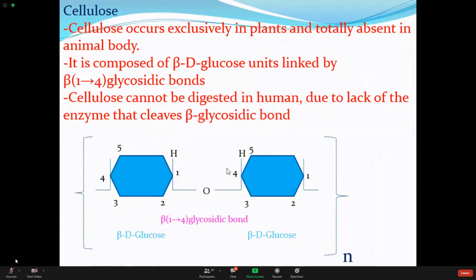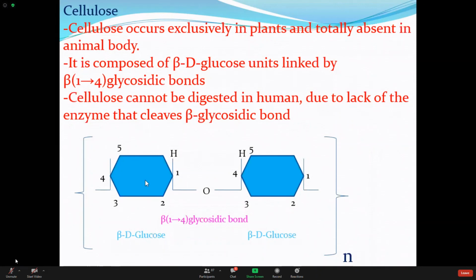That's why this particular linkage is a beta variety of glycosidic linkage, beta 1,4. This is also 1,4 because 1, 2, 3, 4. Here, carbon number 1, 2, 3, 4. So the linkage is happening between 1 and 4. But this is called beta 1,4 glycosidic linkage because this is the beta variety of sugar.